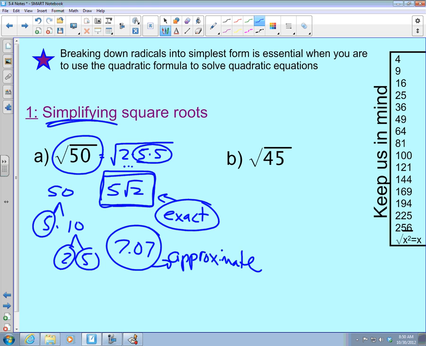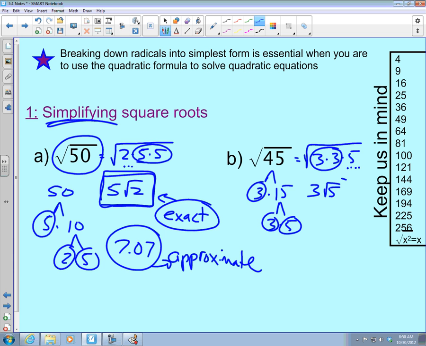So square root of 45, I would just do this. 45 is, oh, I don't know, 3 times 15. 3 is prime. And that's 3 times 5. 3 and 5 are both prime. So this is equal to the square root of 3 times 3 times 5. There it is. 2 3's. So I can pull that out of the square root as 1 3. I can't take the 5 out. So it's 3 square roots of 5. And that is my exact simplified answer right there.